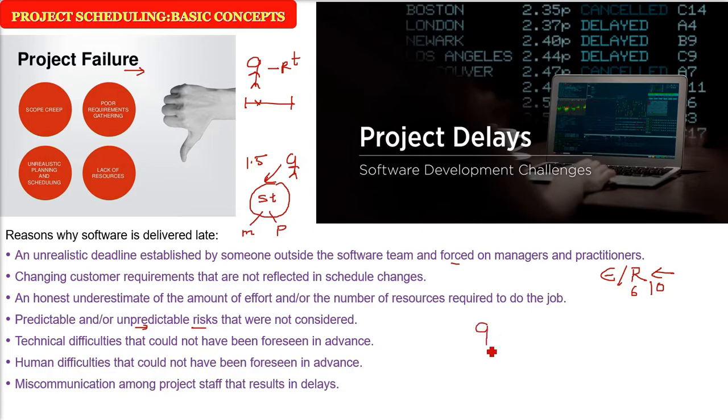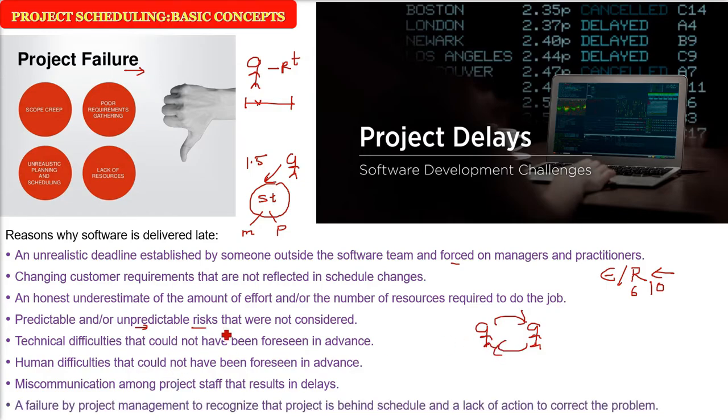Sometimes there is miscommunication. There is a hierarchy in the project team, so someone will say something, or the message is not being delivered. Sometimes the project manager fails to recognize that the project schedule is not up to the mark, or that we are behind schedule, and then he doesn't do anything to correct this problem. No action has been taken. So these are the causes of failure.